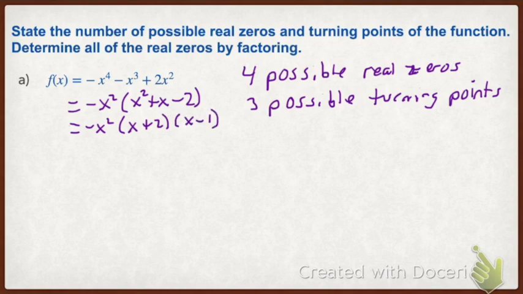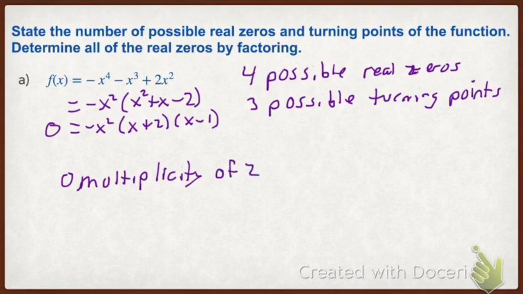We're going to set this equal to 0 because we're trying to find our zeros. So you show that. 0 equals negative x squared times x plus 2 in parentheses times x minus 1. And so my zeros are 0. 0 has a power of 2, so this is a multiplicity of 2. And we will state that.